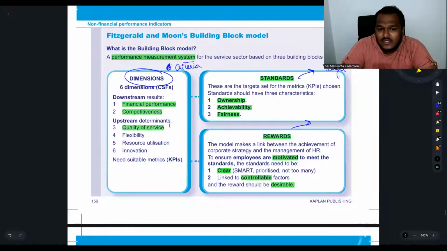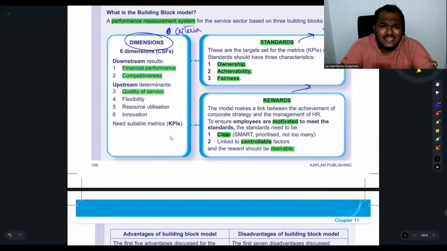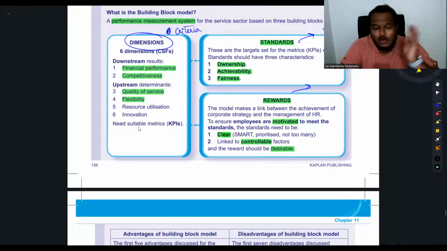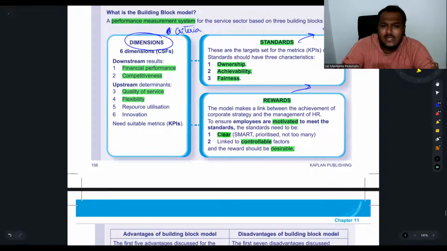Then quality of service. Already we discussed now, quality, reviews, ratings, returns, repairs, complaints, etc., etc. Flexibility. Number of changes that you are able to make to the product, time taken for changing a product, or if suppose there is a customizable job, what is the time taken for that? Do you agree or not? Resource utilization, all your efficiency related ratios will be taken, input output ratio and all.